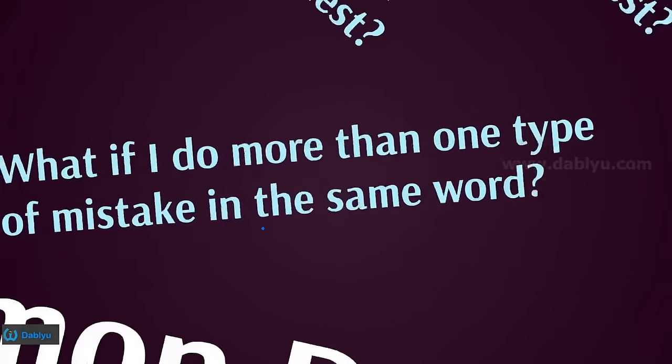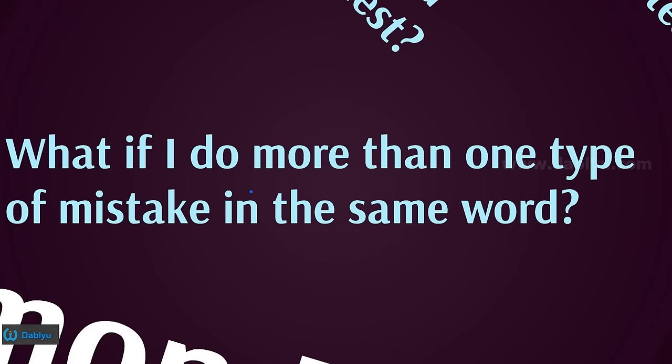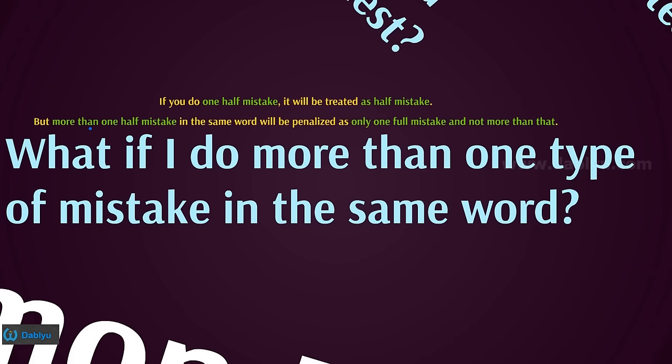Next, what if I make more than one type of mistake in the same word? Suppose in the same word you commit multiple mistakes like a spelling mistake, a capitalization mistake and a few other mistakes. Will you be penalized for 3 or 4 half mistakes, or what? Let's look at the answer. If you make only one half mistake, it will be treated as a half mistake. This we know. But if you make more than one half mistake in the same word, you will be penalized for only one full mistake and not more than that. So at the maximum you can be penalized for only one mistake in a word.